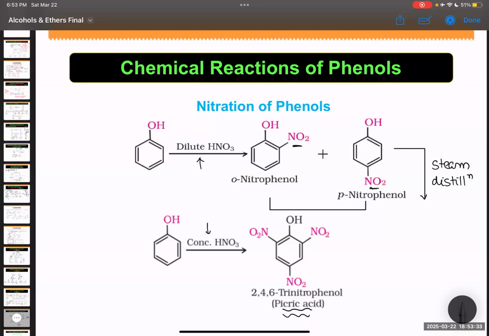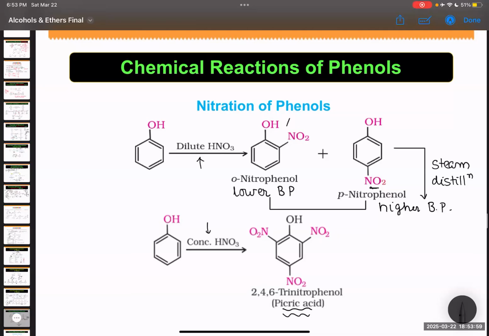You pass the stream through the mixture of these two isomers. Ortho-nitrophenol has a lower boiling point. Para-nitrophenol has a higher boiling point. So ortho-nitrophenol can come out with the steam. So this is steam volatile.